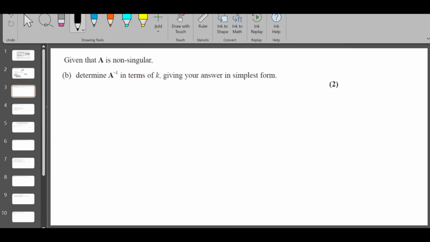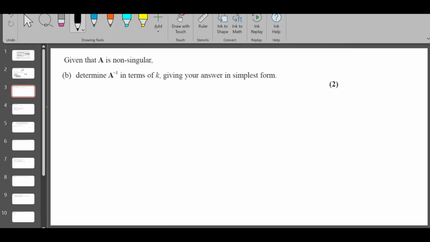Part B now. Given that A is non-singular, determine A inverse. Always remember, when you want to find A inverse, we are going to write 1 over the determinant value of A times another matrix. So the determinant value of A cannot be 0. That's why they say non-singular. If a matrix is singular, the A inverse does not exist. So how do we find the A inverse?